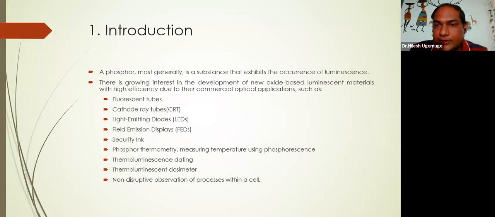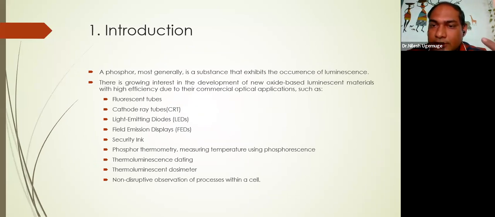So friends, when we are talking about these particular materials, we call them phosphors. So what is a phosphor basically? Most generally it is a substance that exhibits the occurrence of luminescence. Now let me tell you, what is luminescence? Here I am talking about one of the prominent fields, and that is what we call luminescence. Luminescence is the emission of cold light. In a simple manner, it is the field from which we can get a cold emission.